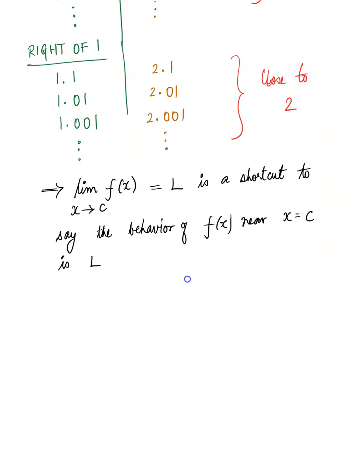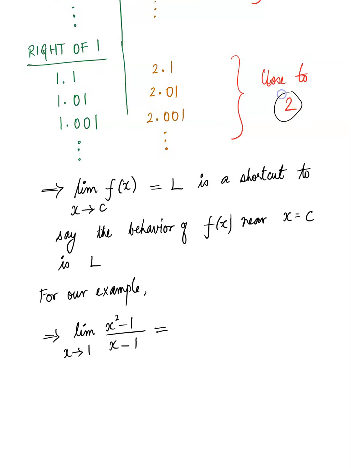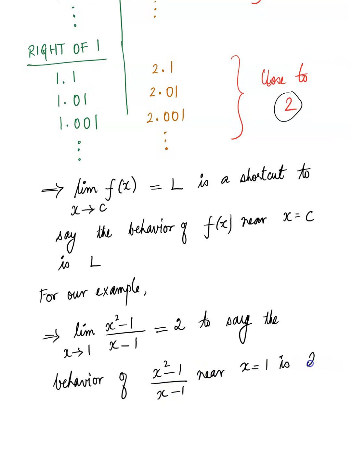So I'm going to translate this for a given problem. For our example, this implies the limit of f of x, which was given to be x squared minus 1 over x minus 1, as x approaches 1, because we approached 1 from the left and from the right. So the behavior of this rational function near x equals 1 is L. The L was this value 2 we found. To say the behavior of x squared minus 1 over x minus 1 near x equals 1 is 2.